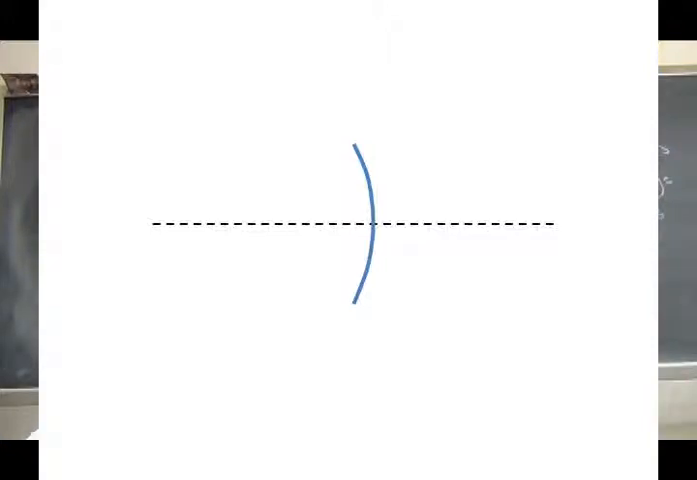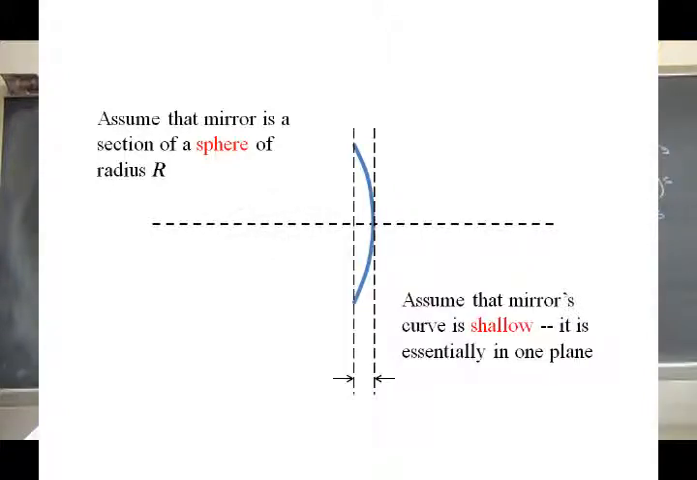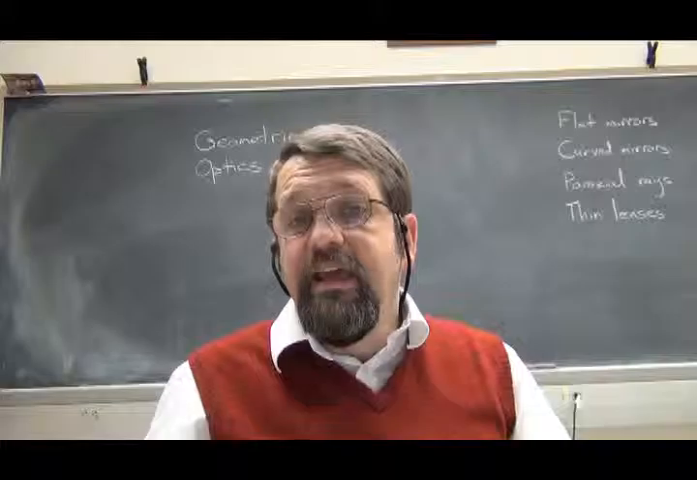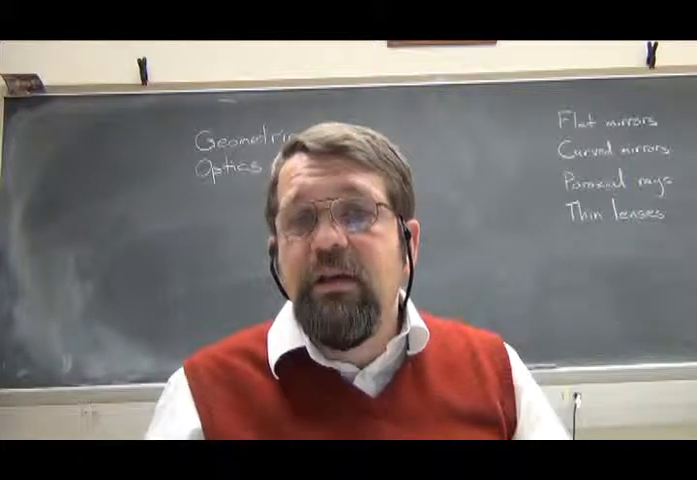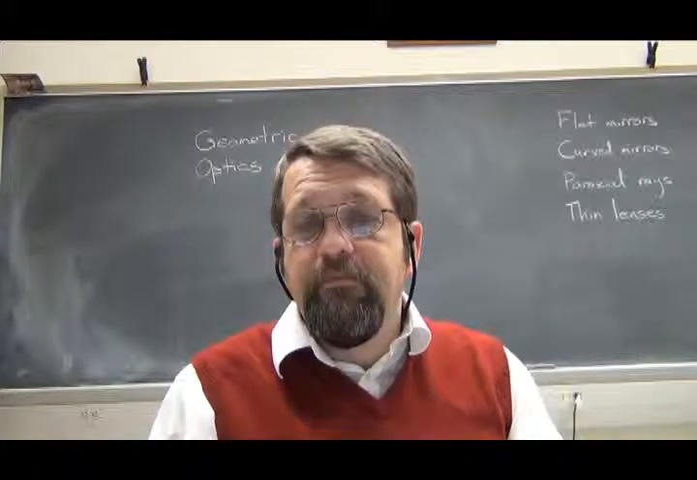Well, we're going to make two assumptions about this mirror in order to analyze it more easily. One is we're going to assume that the mirror is a section of a sphere of radius r, that it's a spherical mirror. And the second assumption we're going to make is that it's only a small part of that spherical mirror. In other words, the mirror's curve is very shallow. We can think of the mirror as all being in one plane. Although it is a section of a sphere, it's a fairly small section of a sphere. The size of the mirror that we care about is small compared to the radius of the sphere that the mirror is a section of.